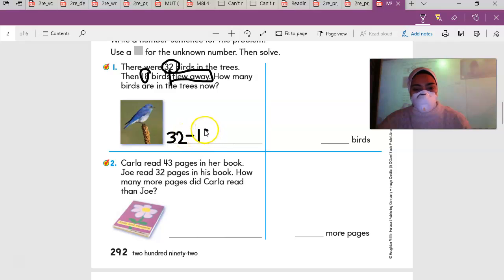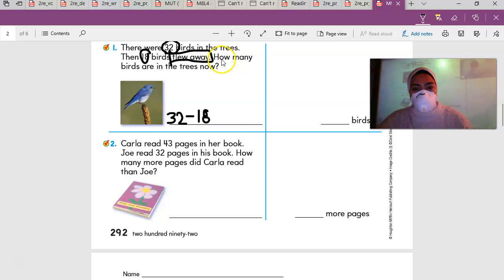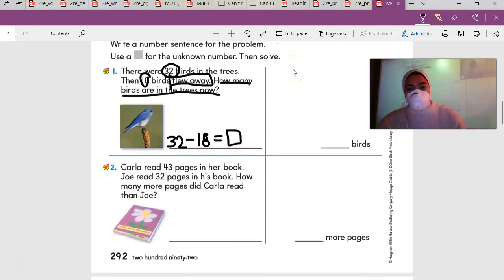There were 32, and then 18 went away. You're going to write 32, take away 18. And then the question is, how many birds are in the tree now? So equals what? Empty box. Good job. You have to write that equals empty box to complete the equation.